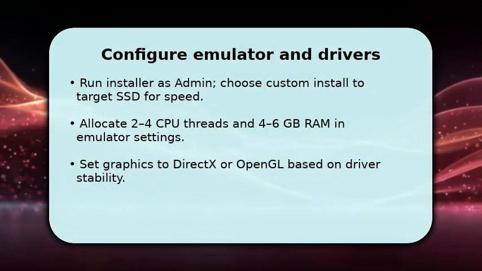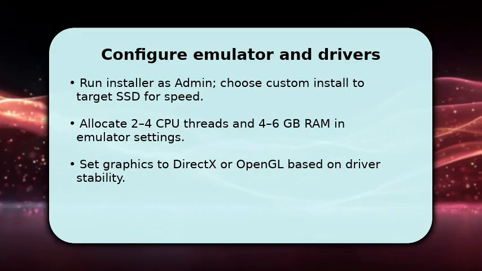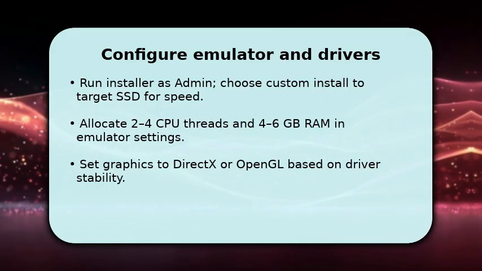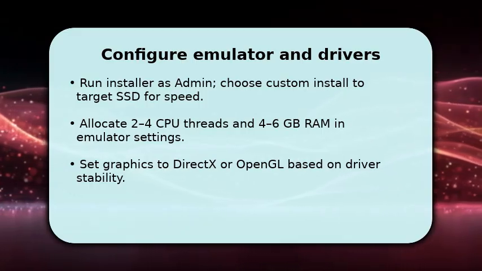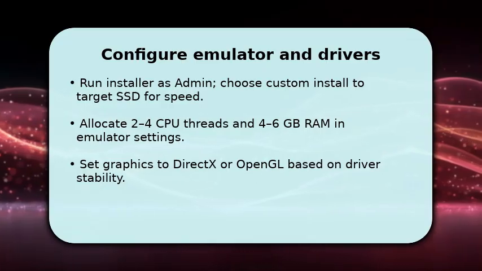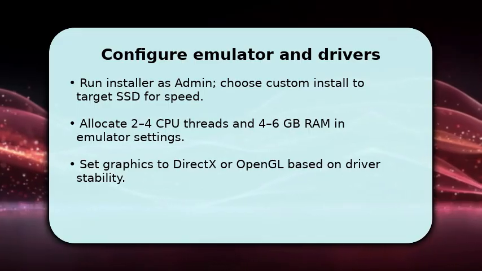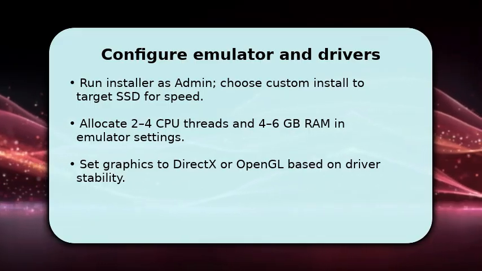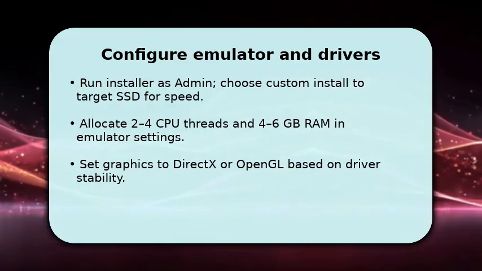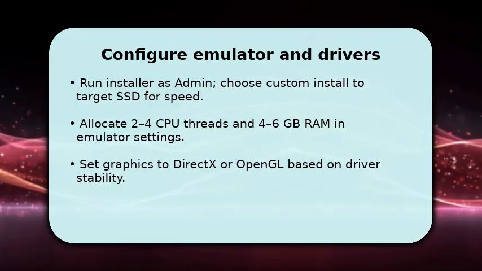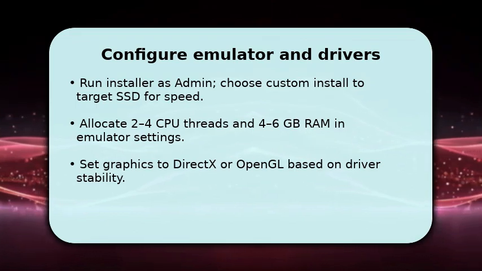You now configure the emulator and fine-tune drivers to meet the minimum requirements. Run the installer as administrator and pick a custom path on your fastest drive. This prevents permission and slow I/O issues. In the emulator settings, allocate 2 to 4 CPU threads and 4 to 6 GB of RAM. This balances performance versus system load. Next, pick DirectX if your GPU driver is vendor updated. Otherwise, choose OpenGL for compatibility. Once configured, restart Windows to apply driver and virtualization changes.